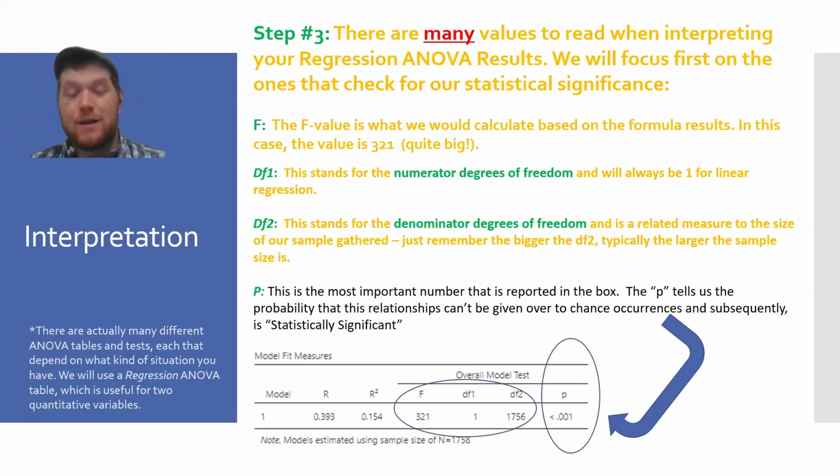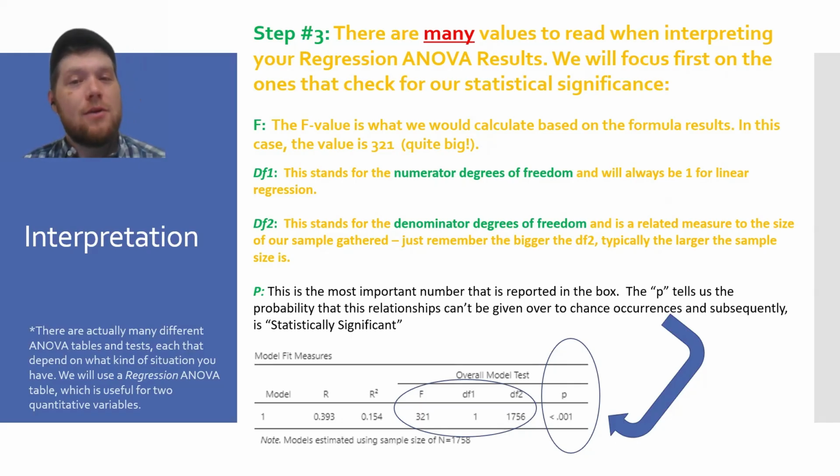Now, if we're going to go to interpretation for the statistical significance, there are many values to read when interpreting the regression ANOVA results. We're going to focus first on the ones that check our statistical significance. Just like before, we have the F statistic, which is what we're going to measure because we're using ANOVA. We'll have the degrees of freedom DF1, the numerator degrees of freedom, and in simple linear regression, it's always 1. It'd be different if we have something else, but that's what it is.